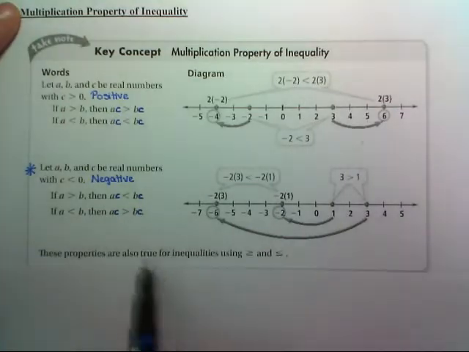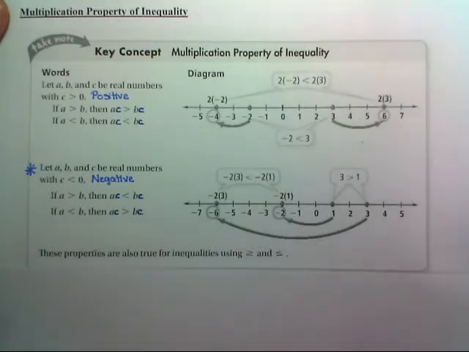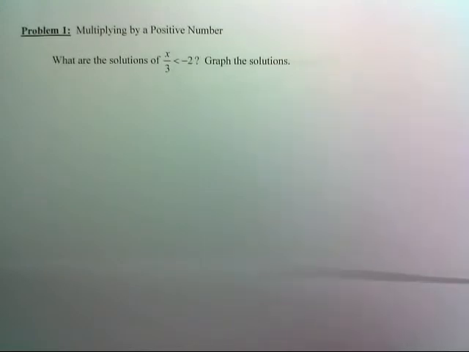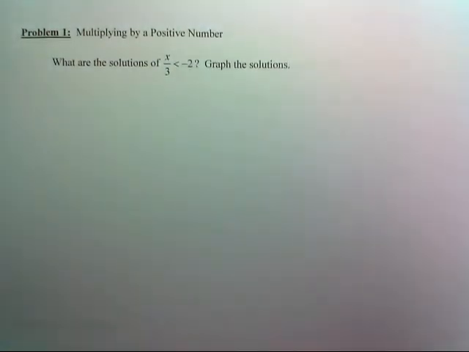Now it's easy to remember when we set it up like this, but what you have to make sure you do, when we start solving inequalities, is this: if you are multiplying by a negative number to isolate your variable, then you have to remember to reverse your inequality symbol. So let's take the multiplication property of inequality and apply it to problem number 1, multiplying by a positive number. We have this inequality, x over 3 less than -2, and we're also going to graph these solutions.